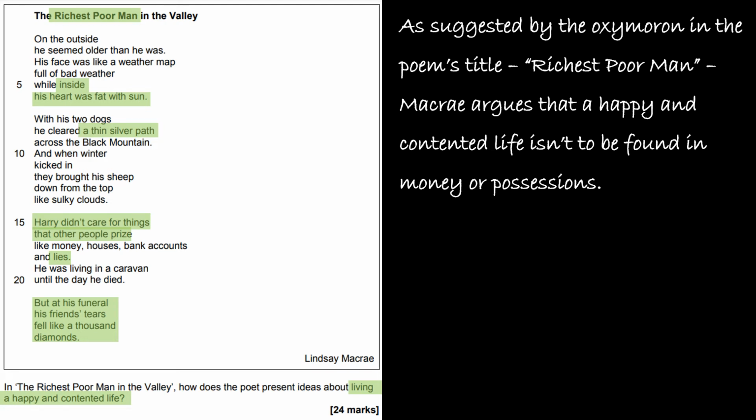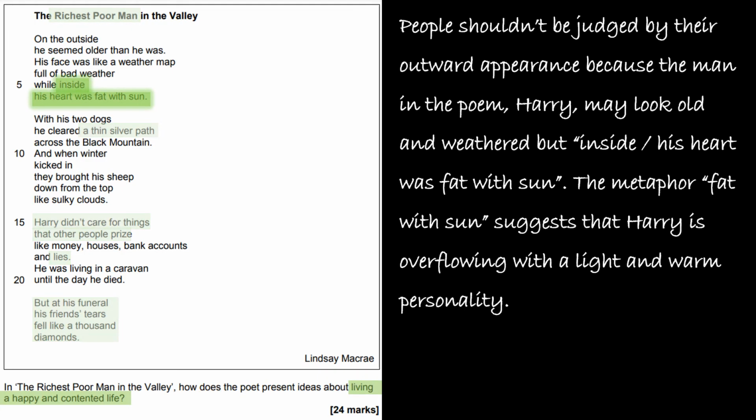Begin by very briefly summarising what the poem is about. Equally, you could talk about what the title means, as the example on screen has done. Note how the answer echoes the key wording of the task, living a happy and contented life. Then track through the poem, picking up on your highlighted evidence and linking it to a point about how to live a good life.